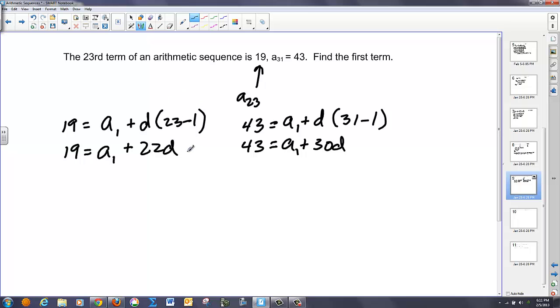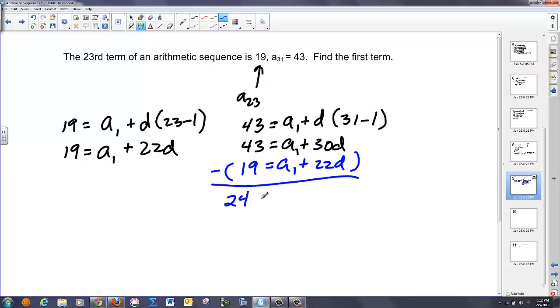So I'm going to write this first equation underneath, and I'm going to subtract. So I take 43 minus 19, and I get 24. The A1s go away, is equal to 8d. Therefore, the common difference is 3.